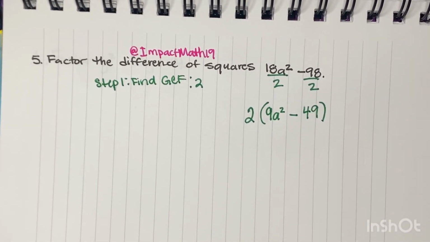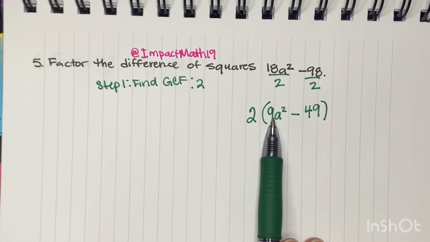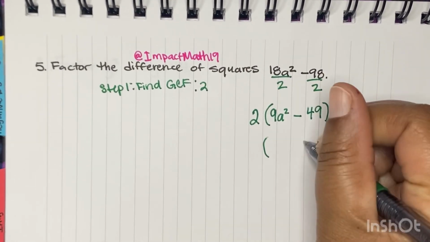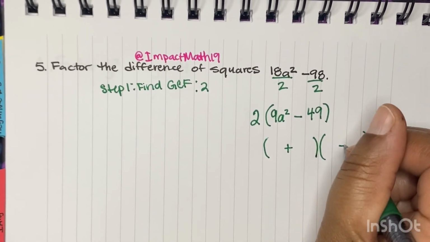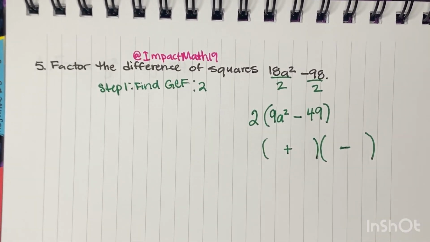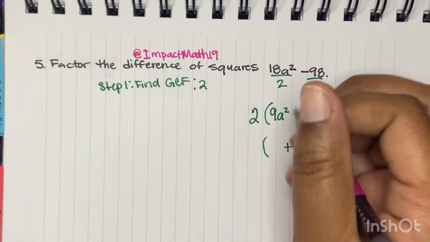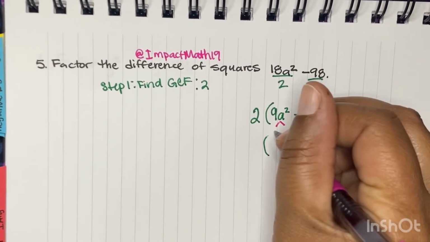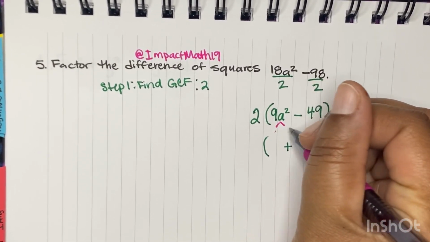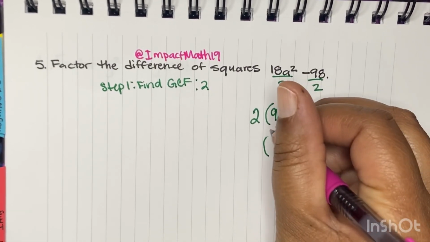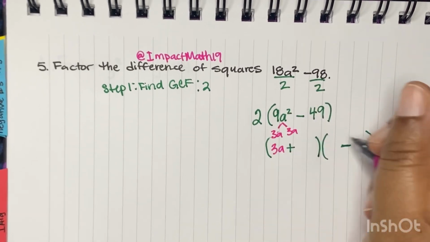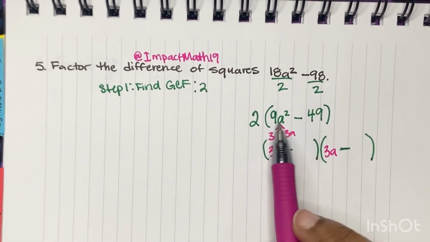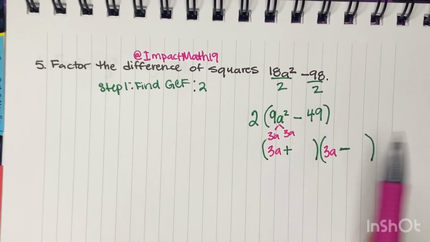All right, now, whenever we have a difference of squares, we go straight to 2 parentheses, okay? In my parentheses, I'm going to put a plus and a minus. That is the formula for difference of squares. Now we ask ourselves, what times itself can give us 9a squared? Well, 3a and 3a can. So we get 3a here and 3a here because it starts with the parenthesis.